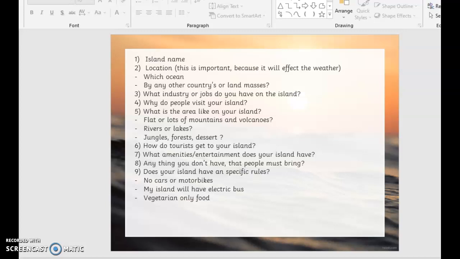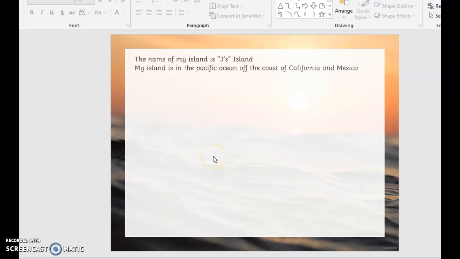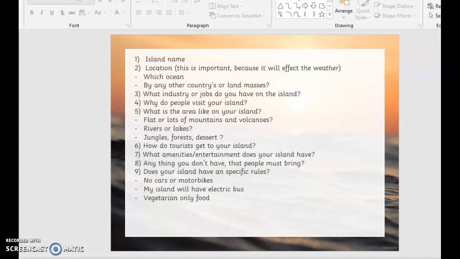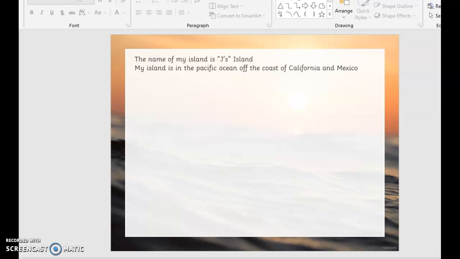So I would like you to look at this list. You don't have to write down the words, but just write down number 1 and then answer the question. But I would like you to answer the questions as sentences like I have done here. Number 1, island name. The name of my island is Jay's Island. The location. My island is in the Pacific Ocean off the coast of California and Mexico. So be specific when you are writing down your sentences.